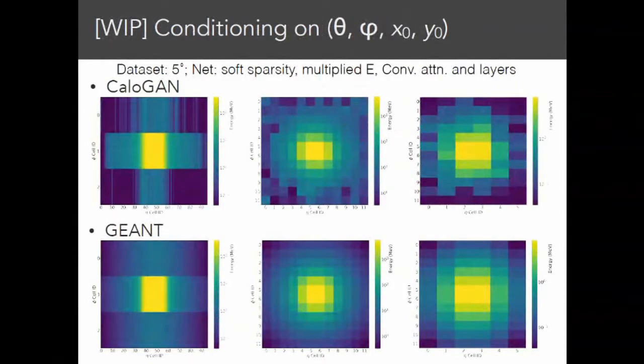The final work in progress that I want to talk about here is conditioning on the X and Y impact positions themselves. The spread around the initial impact is much larger here. This is actually a very hard problem. We have to disentangle the angle of approach from the position of approach. And this is something that we're actually still actively working on. So anyone who wants to participate, you're more than welcome.